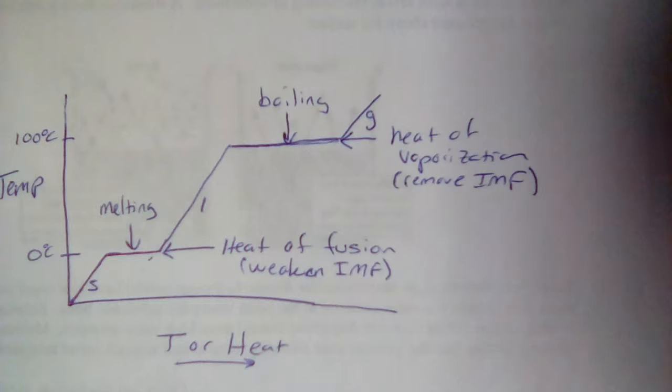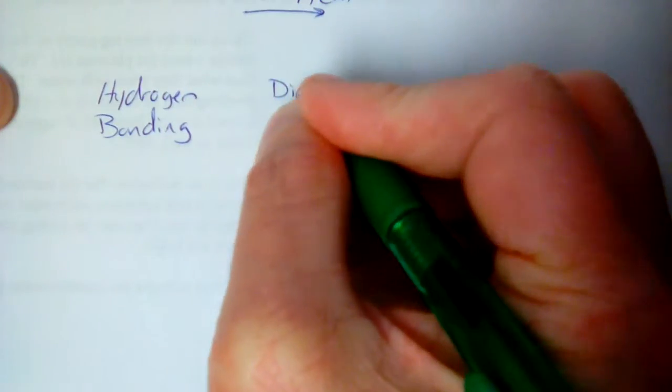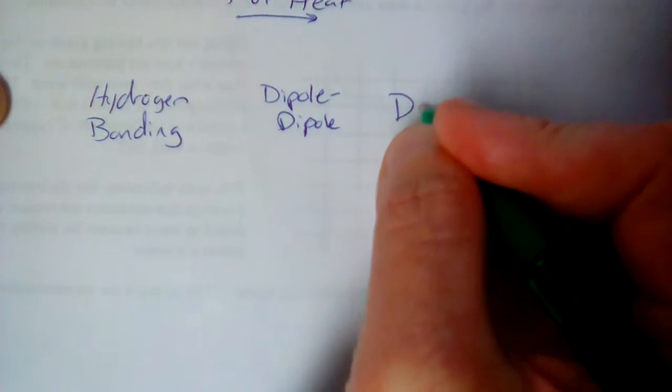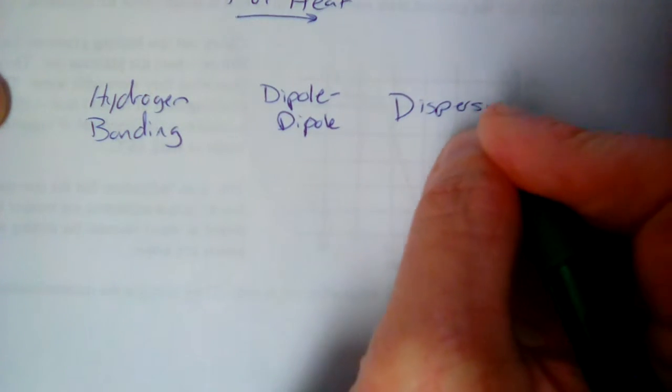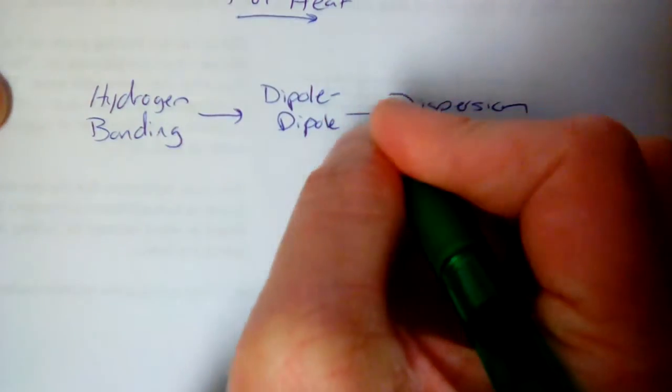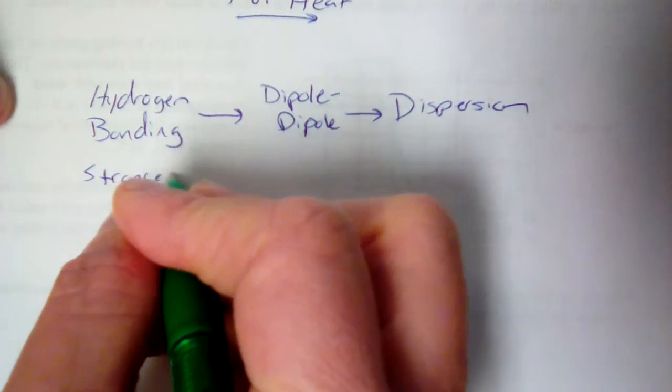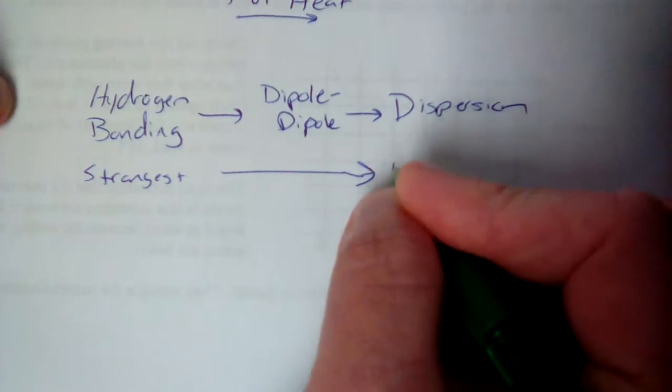Last thing I talked about today was understanding the three types of intermolecular forces. In covalent substances, we have hydrogen bonding, we have dipole-dipole attraction, and we have dispersion forces. These forces are listed in order from the strongest to the weakest.